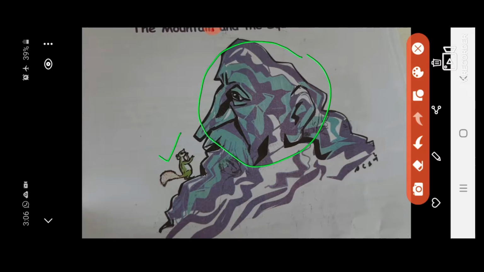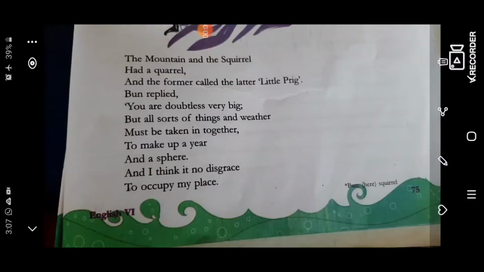Now let's go to the poem. Okay, I'll read. All of you look at your book. The Mountain and the Squirrel.